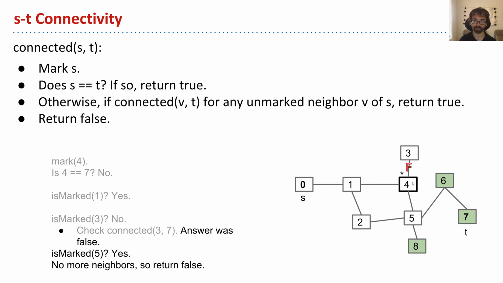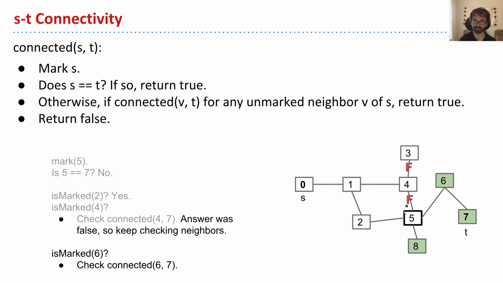So now we're at 4. We have 3 neighbors to consider. We've already looked at 1. We've already looked at 3. And so now we ask ourselves, is 5 marked? Well, 5 is already marked. In fact, that's where we came from earlier. So since we have no more neighbors, I'm also going to return false. And in this case, I am 4. Hence the asterisk and the black box.